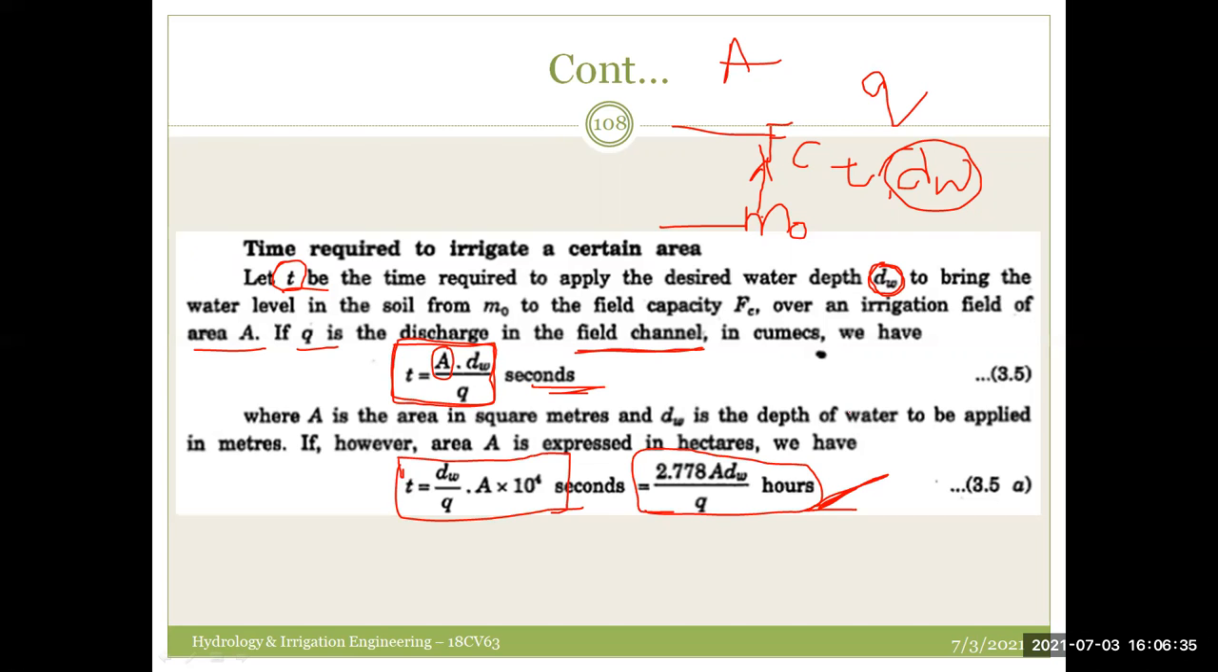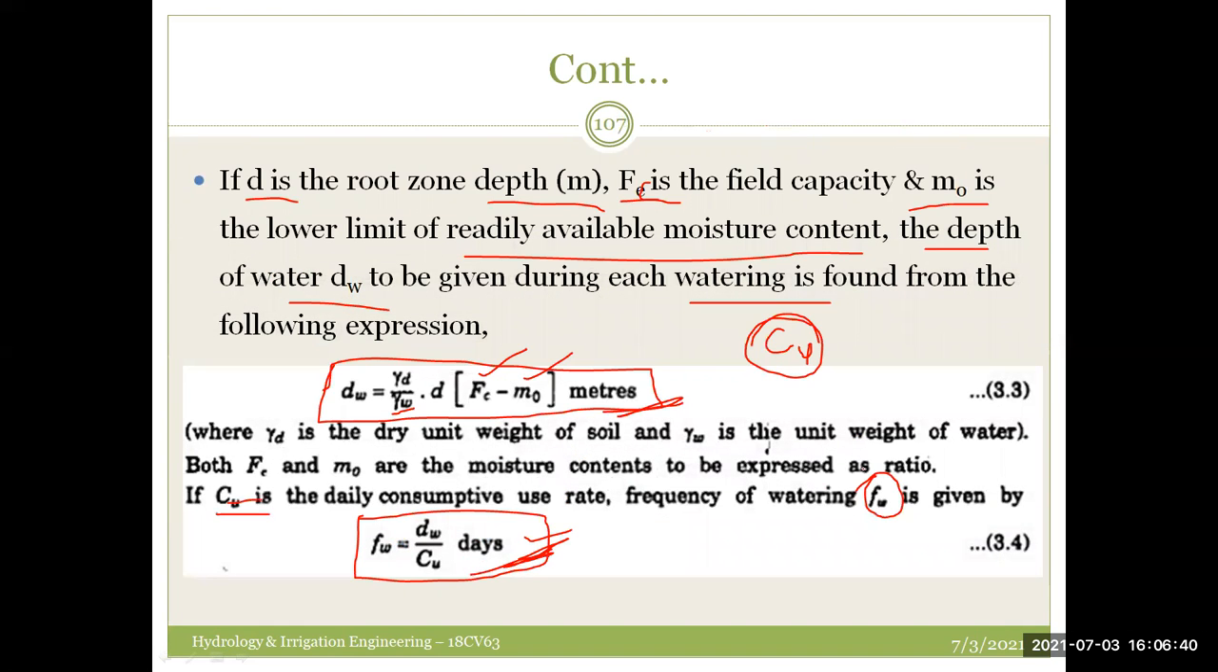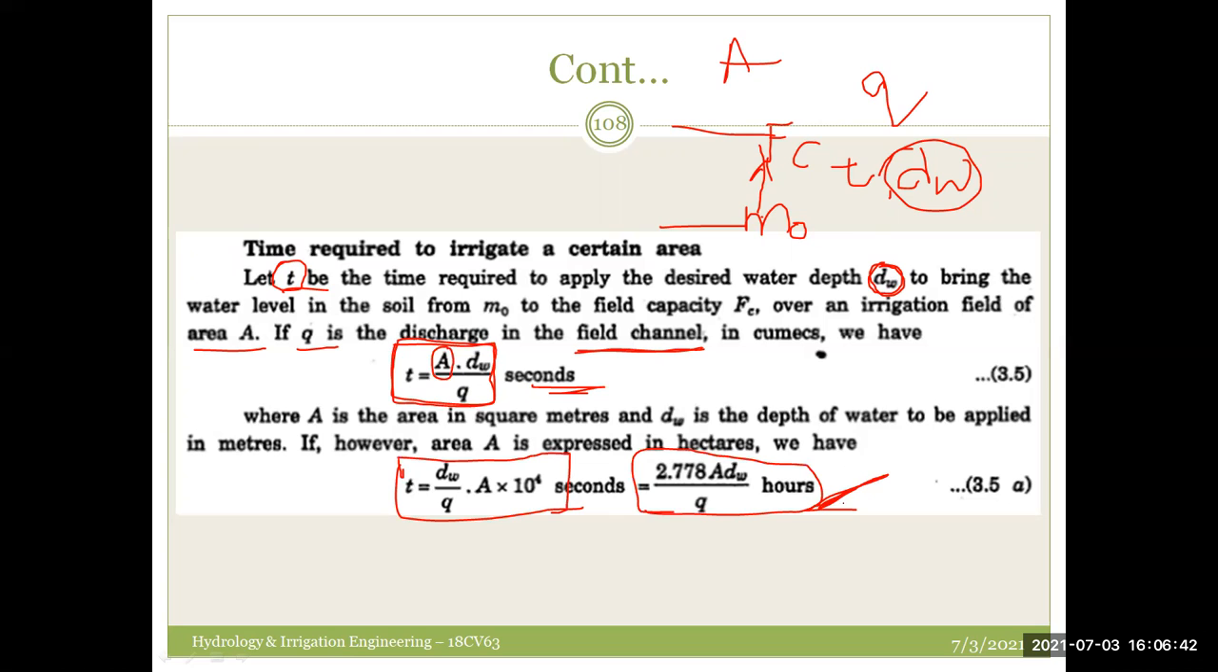So this is all about the frequency of irrigation, how to calculate frequency, that is dW divided by consumptive use, and the time required to irrigate the area.